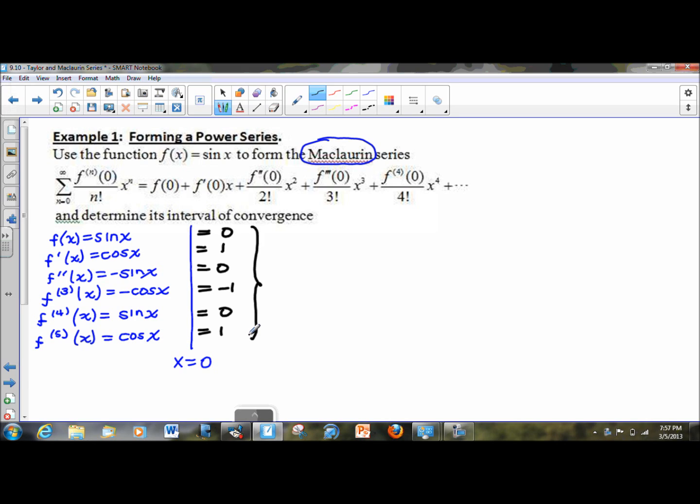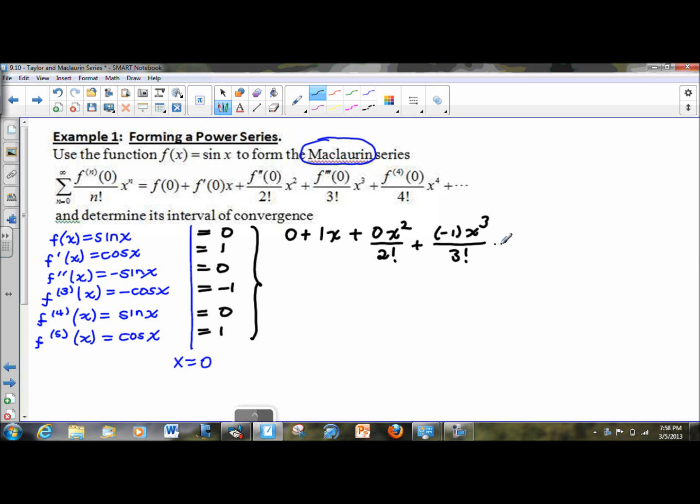Well, we would start with, of course, f of 0, which is 0. Not much happening there. And then we will add to that f prime of 0, which is 1, multiplied by x. Then we would have f double prime of 0, which is, of course, 0, multiplied by x squared, all divided by 2 factorial. And then we would proceed to have plus f triple prime of 0, which is negative 1, multiplied by x cubed, all over 3 factorial.